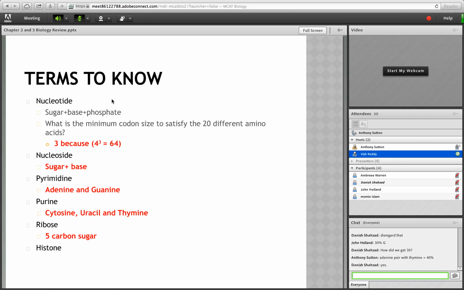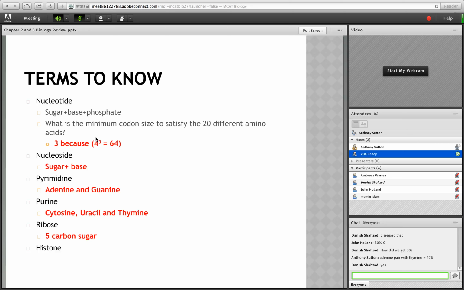Ribose is a 5-carbon sugar that is produced in what we call the pentose phosphate pathway. Pentose meaning 5. That pathway actually comes from glycolysis, from glucose 6-phosphate. So you can go from glucose 6-phosphate to this ribose sugar to produce those different portions of the nucleotide. Okay?